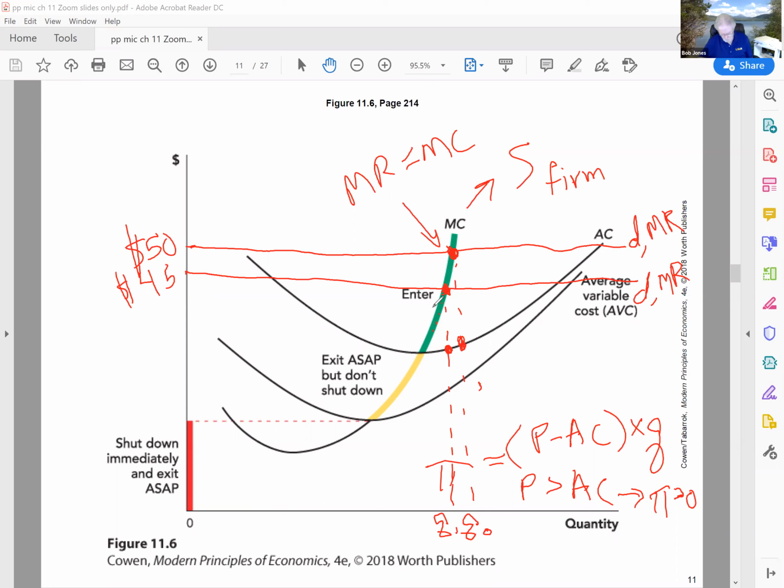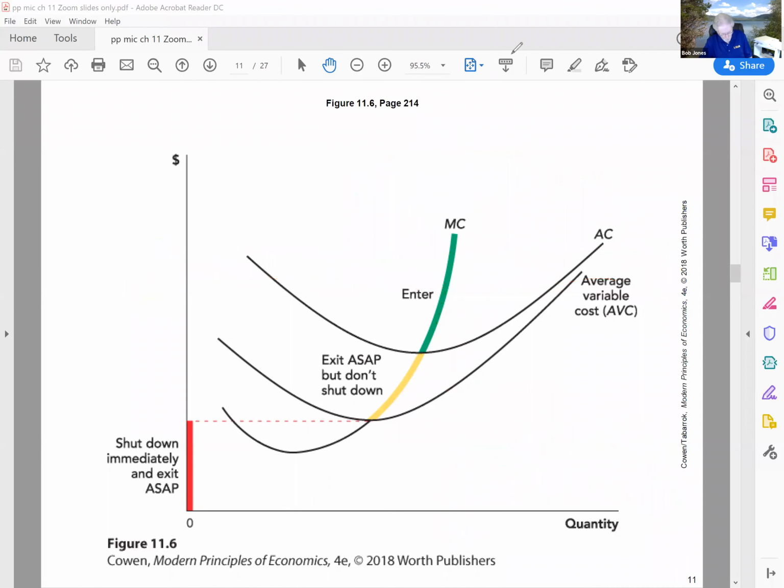But we have to consider, what if the price does drop to where it is now, about $20?